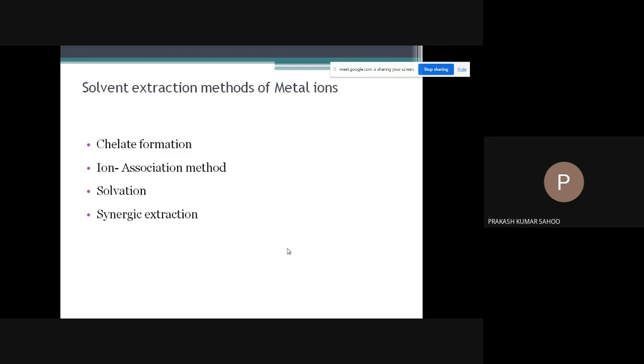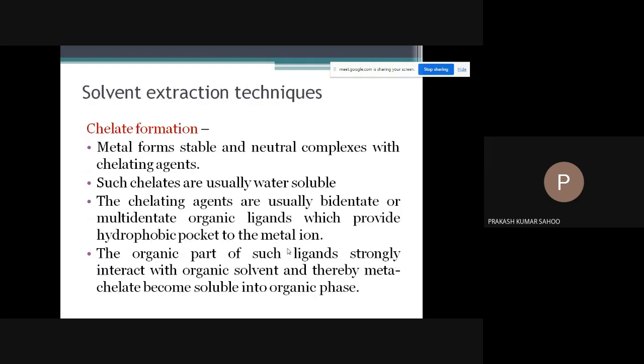Okay, the second one is your ion association method, where ions get associated and we will extract the metal ion present in the solvent. Then the solvation method, it is the property of the solvent, that is solvation. It is very much similar to your solubility or solution type. Then it is your synergic extraction. Let's discuss one by one.